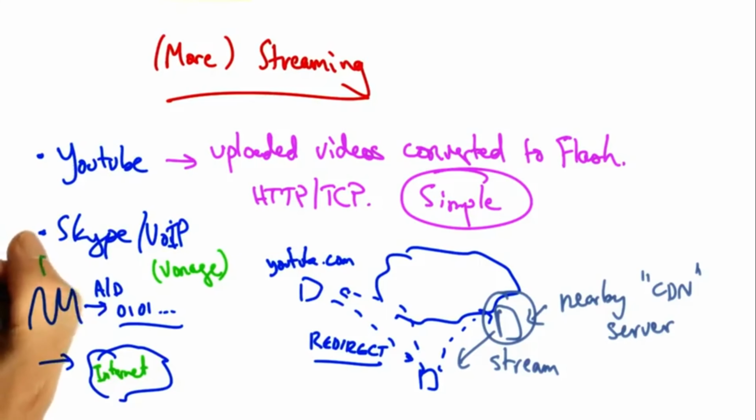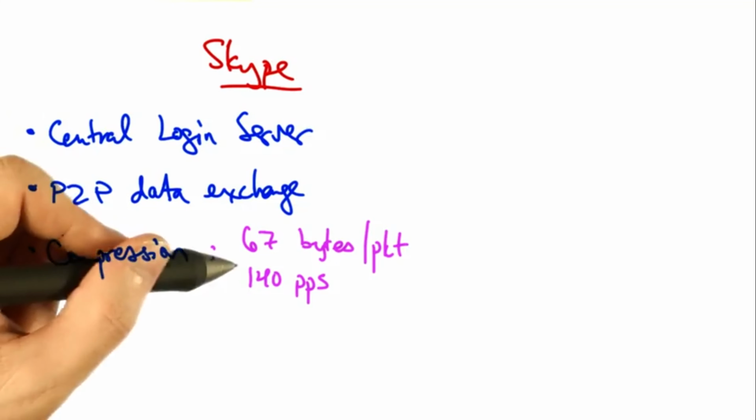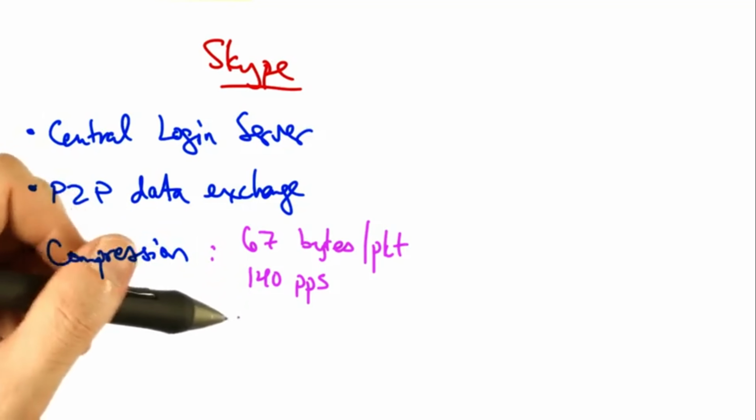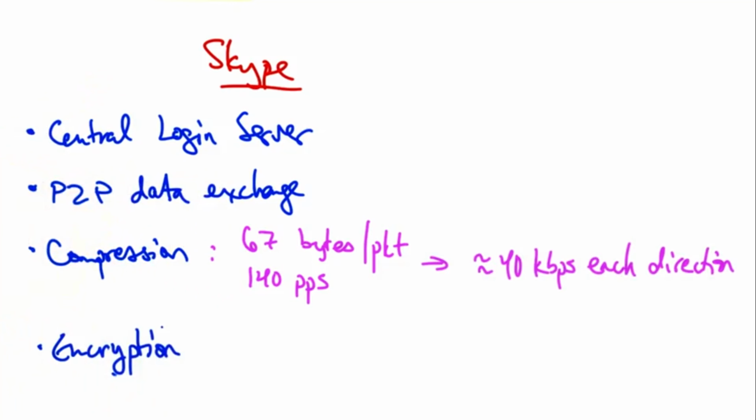Skype, on the other hand, is based on what's known as peer-to-peer technology, where individual users using Skype actually route voice traffic through one another. We will talk more about peer-to-peer content distribution later in this course. So Skype has a central login server, but then uses peer-to-peer to exchange the actual voice streams and compresses the audio to achieve a fairly low bit rate. At around 67 bytes per packet and 140 packets per second, we see Skype uses about 40 kilobits per second in each direction. Data packets are also encrypted in both directions.